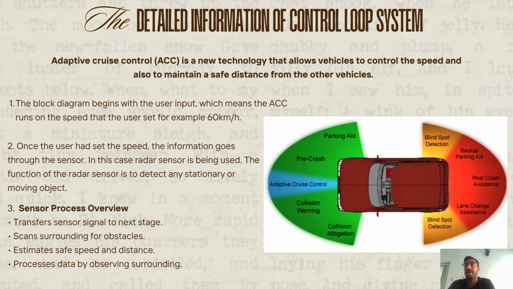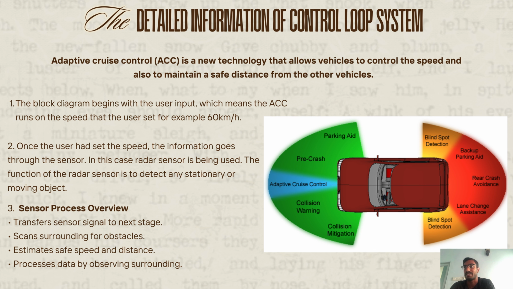Alright, for the next part, I'll be explaining the controller system and how it works using the block diagram. So, in the initial stage, the user will set a specific speed. In this case, we are using 60 km per hour. Therefore, the ACC has to run based on that speed. It cannot be changing, increasing or decreasing.